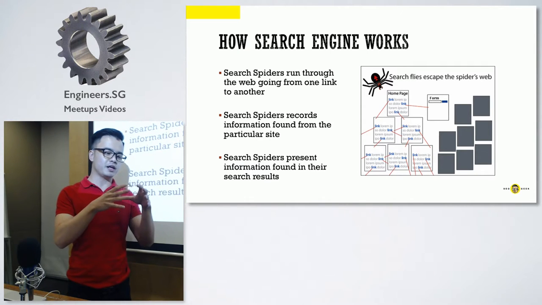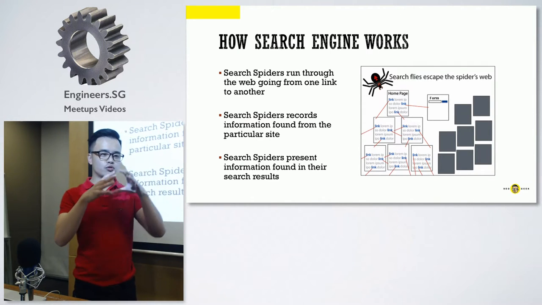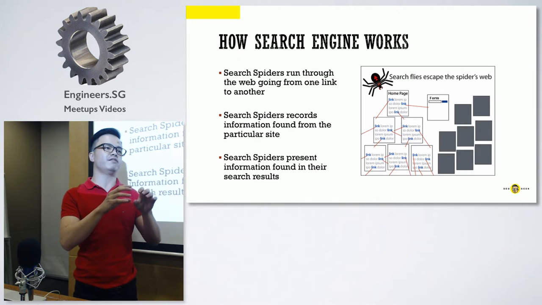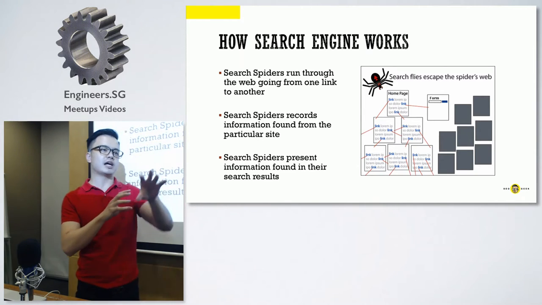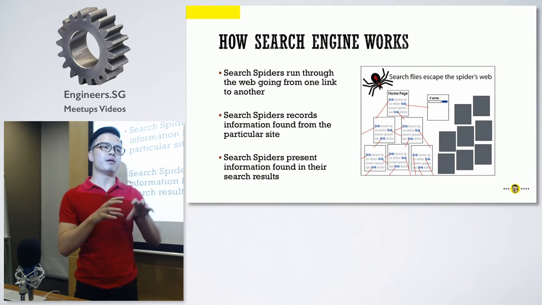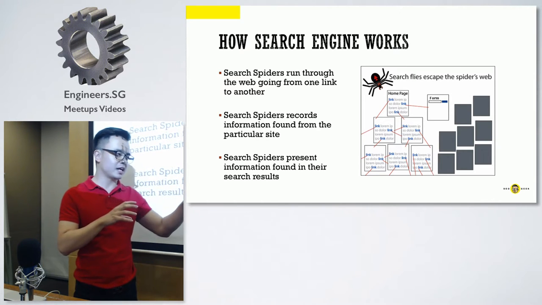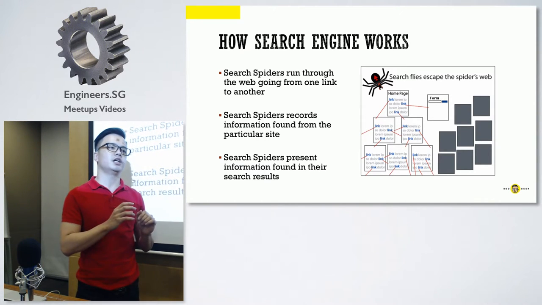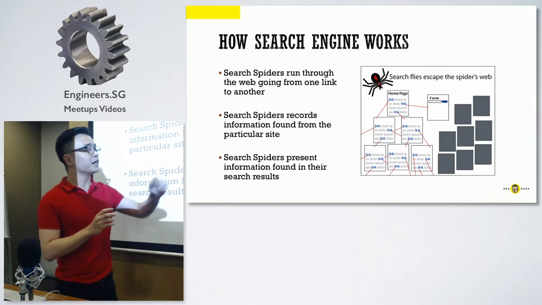Okay, so what the spiders would do is actually go through different websites, find information and move from site to site. So think of it like a spider web, where they crawl from one page to the second page to the third page to the fourth page. Okay, so if you can look at this animation.